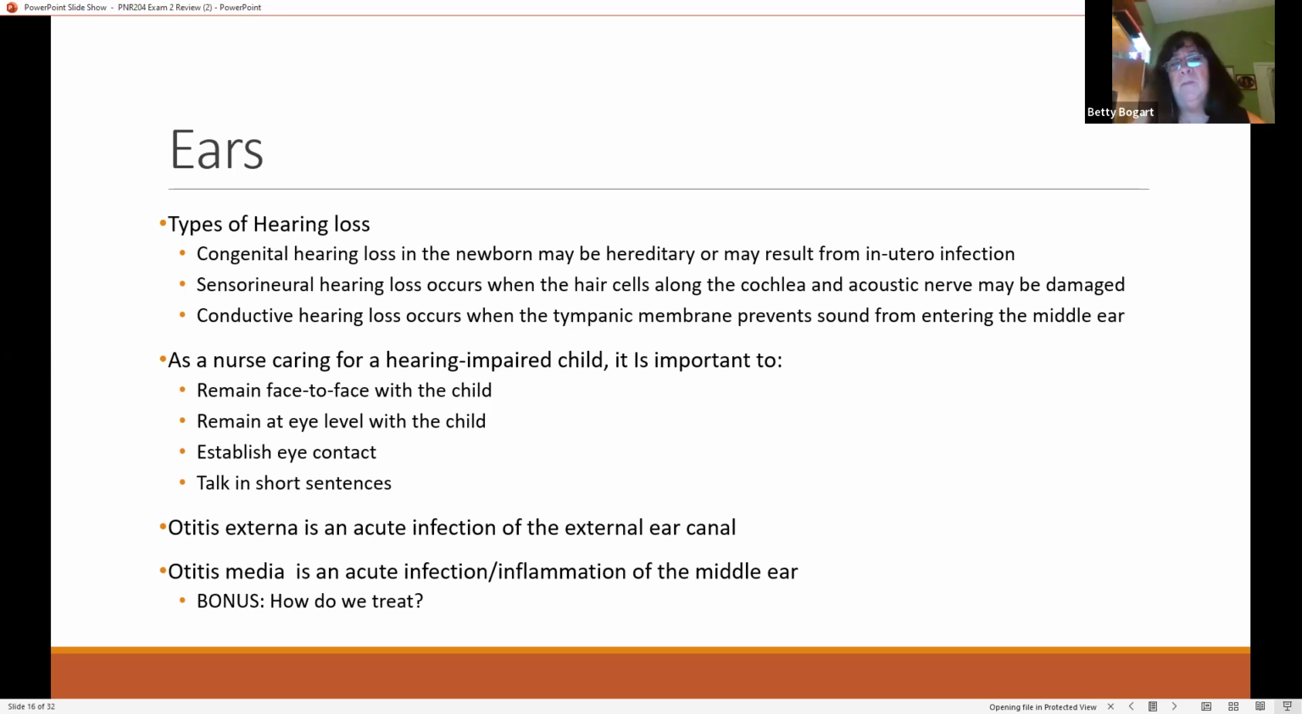Sensorineural, remember neural means nerves, right? So the sound can't pass across and through the acoustic nerve, okay? The acoustic nerve is the hearing nerve. It's damaged, so there's no connection between the sound and the brain, so you don't hear. And conductive is when the tympanic membrane says, nope, you're not going any further, stop. It can't get through the middle ear, and then you don't hear it. Did that help you?